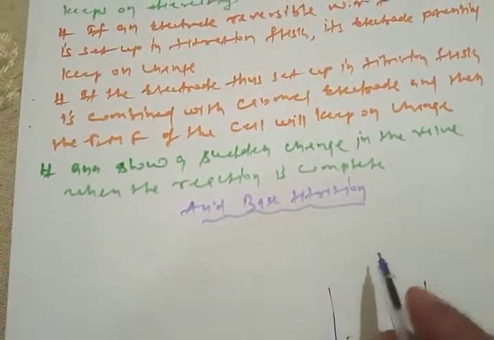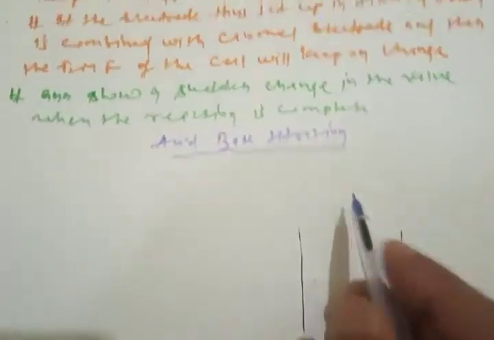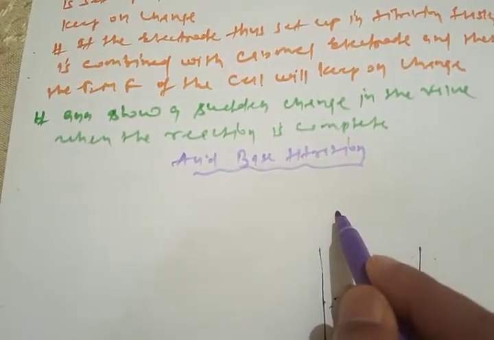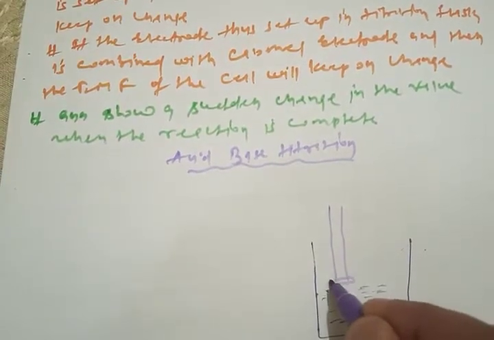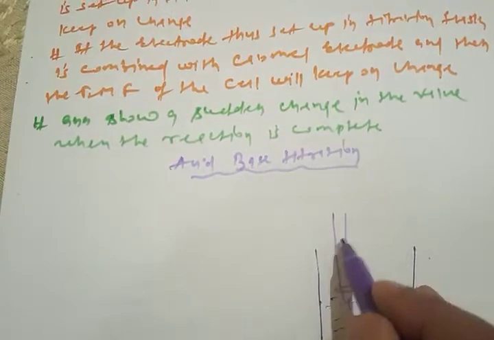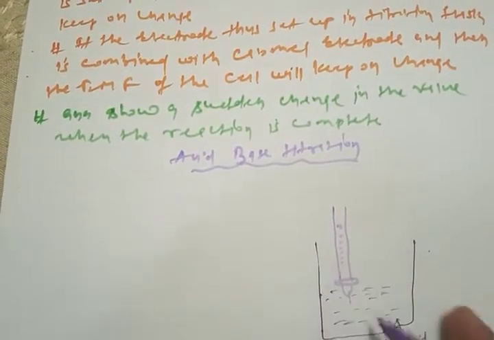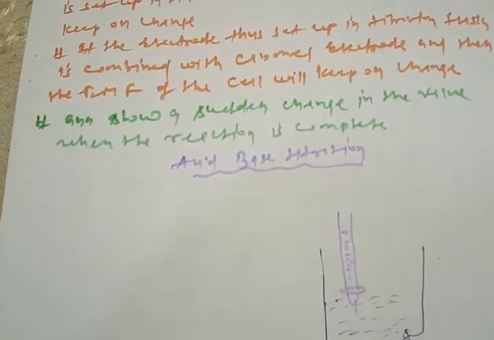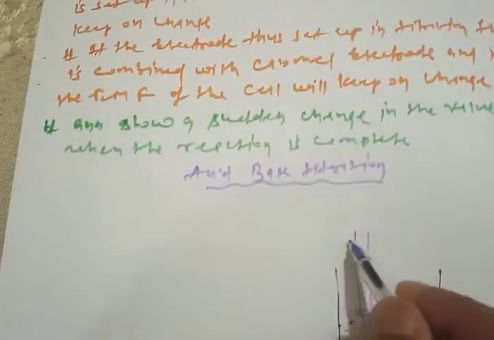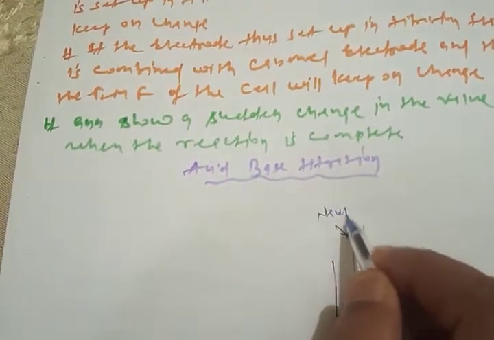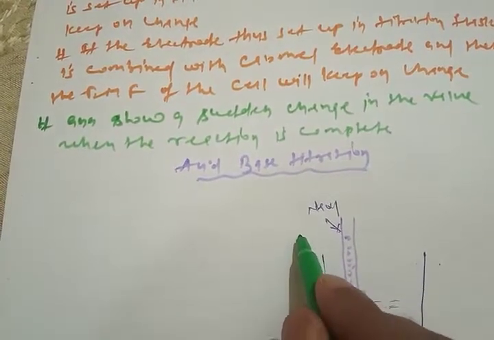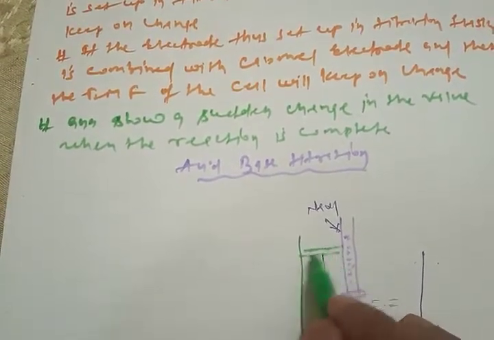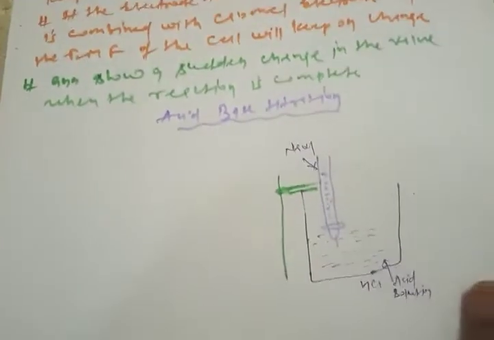And then we'll take a burette. Let's draw the burette here. This is the burette, and in that burette we'll take a solution. If this is acid, we have to take the base here. So the base is nothing but NaOH, sodium hydroxide. And this is the stand and the clamp, so that this burette will be held.